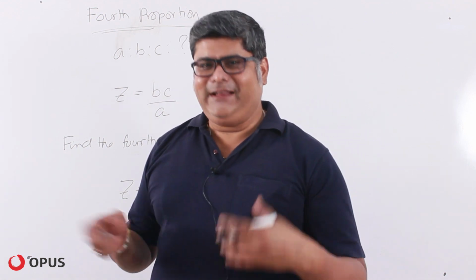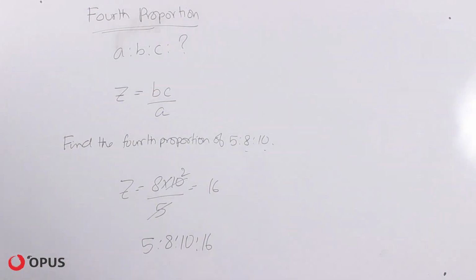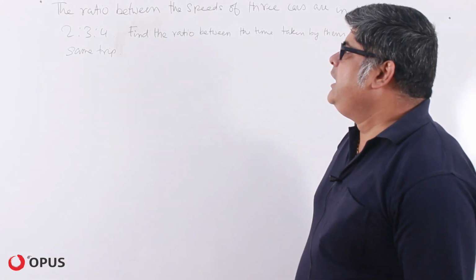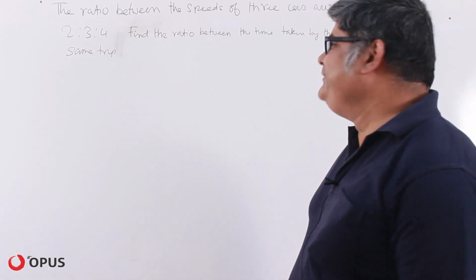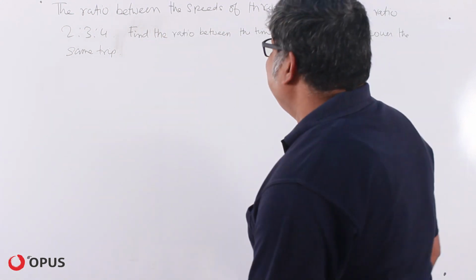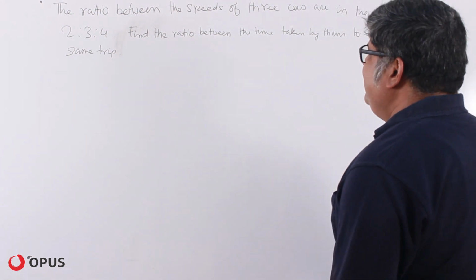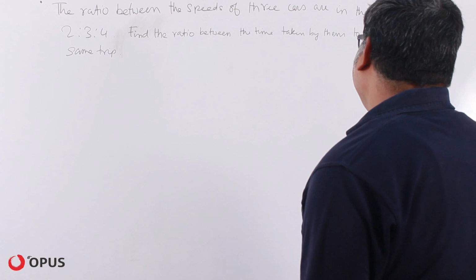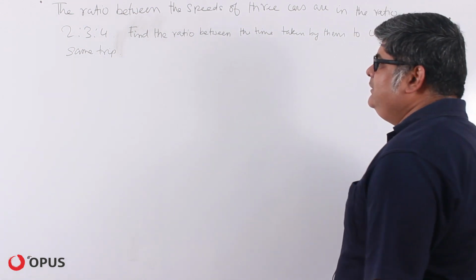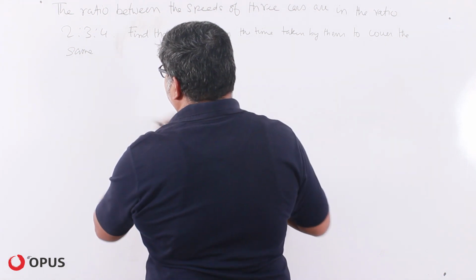Now I'd like to discuss another question. The question goes something like this. Let's look at this particular question. It's totally based on a continued ratio or proportion. The ratio between the speeds of 3 cars are in the ratio 2:3:4. Find the ratio between the time taken by them to cover the same trip, or the same distance would be a better word, to cover the same distance.